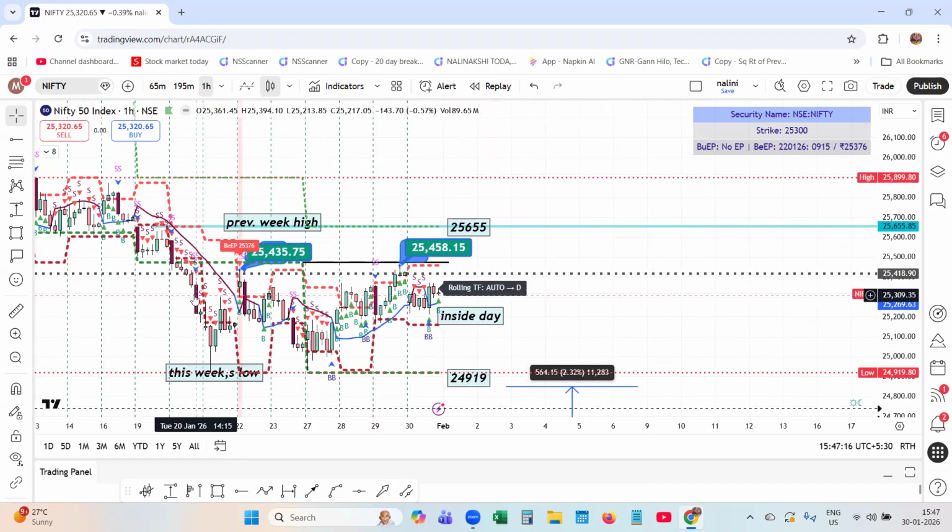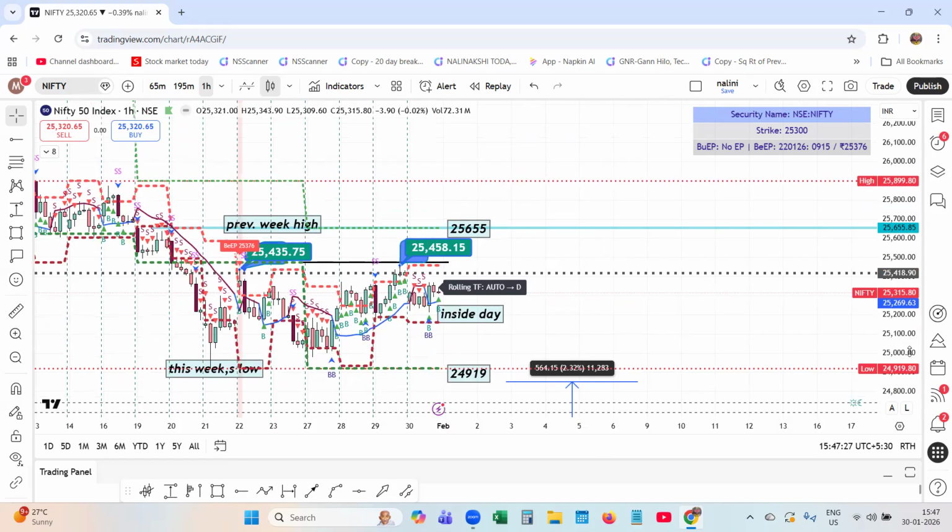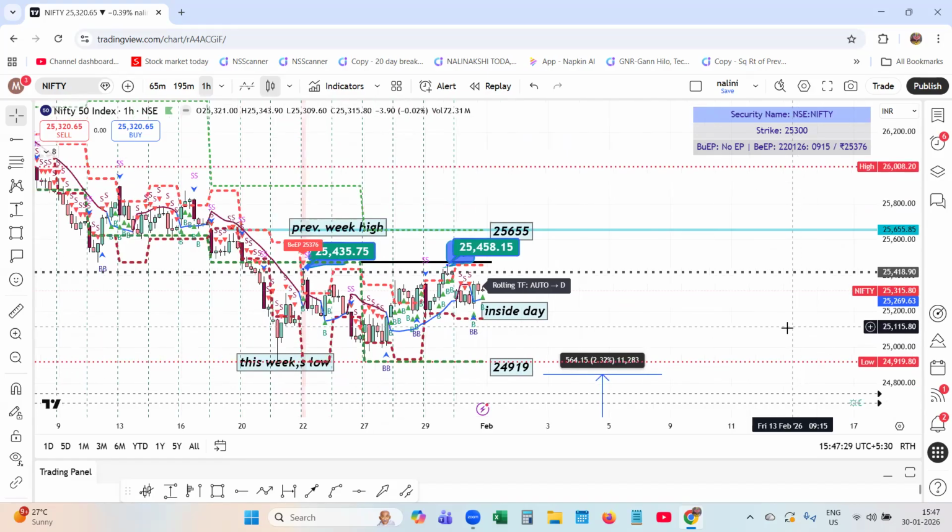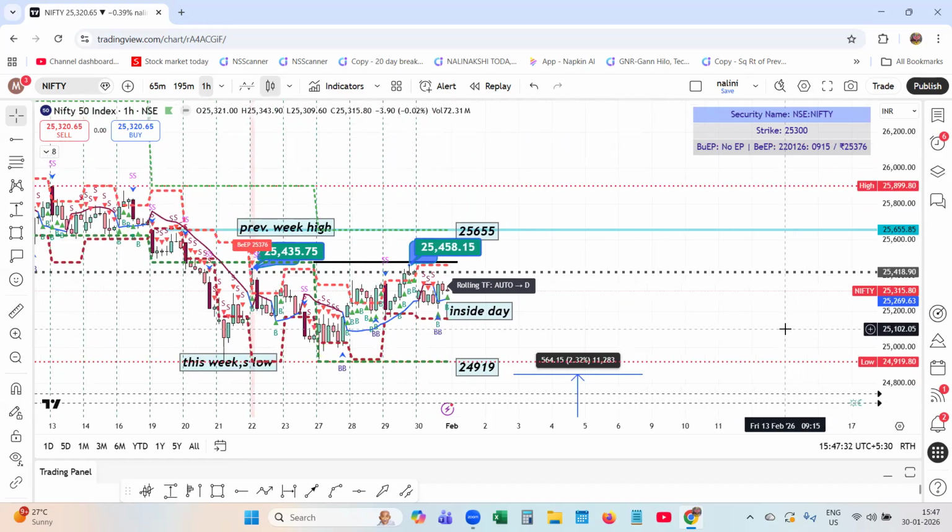Now we don't know whether the market is going to go up or down. If it has to go up, it has to cross the boundary of 25,908, 900. Then only can we anticipate some sort of reversal in the market. That means it has to cross 26,000. If it crosses 26,000, then a short-term low has been made and the market may reverse.